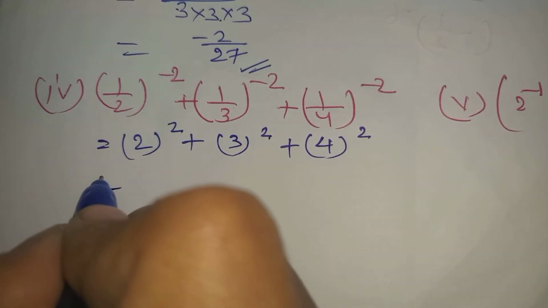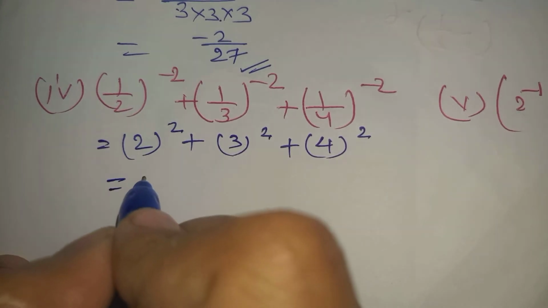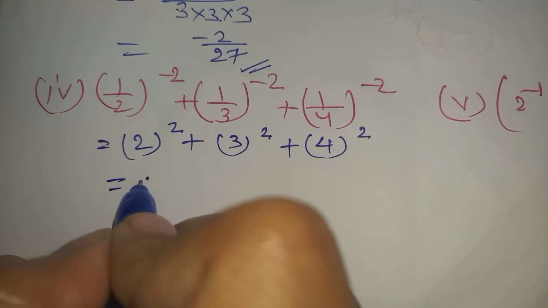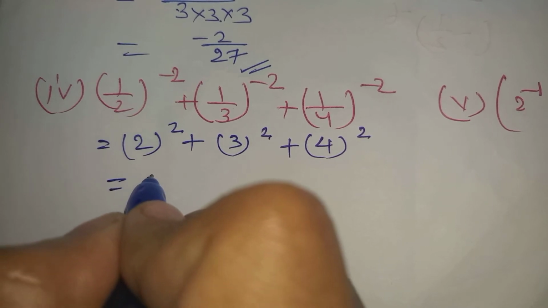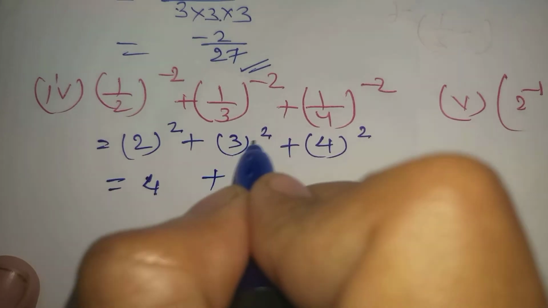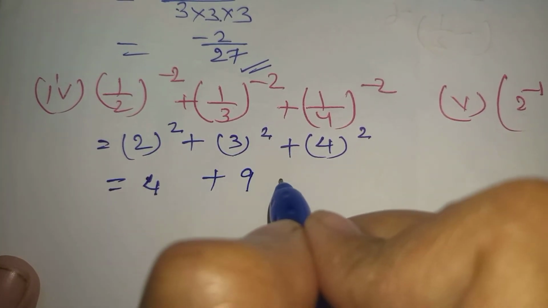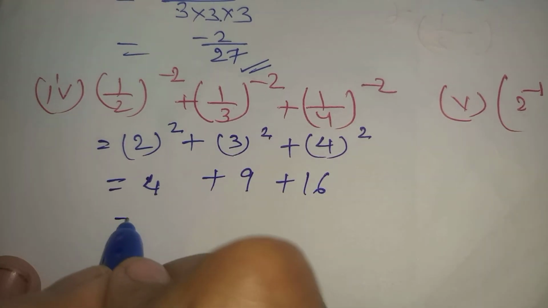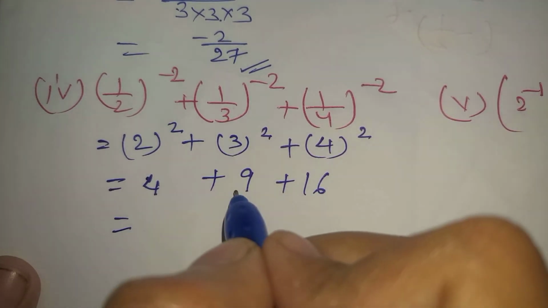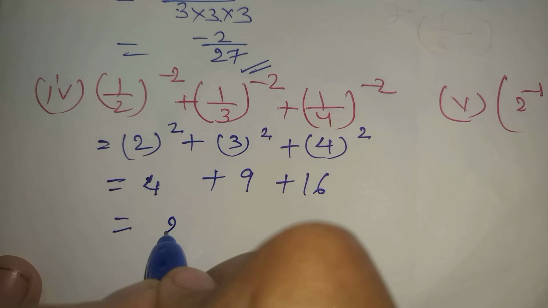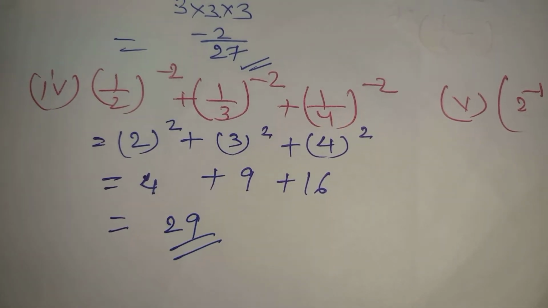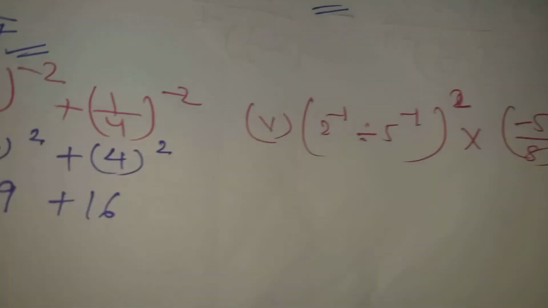Okay, now 2 square means 2 into 2, so you may write 2 into 2, or directly 4. So you may write 4 here also. 3 square means 3 into 3, that will be 9, and 4 square will be 4 into 4, that means 16. Then we have to add all of them. Then 16 plus 9 is 25, and plus 4 is 29. This is our result. Okay, now we will move to question number 5.